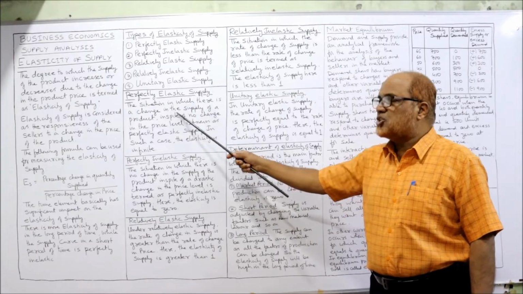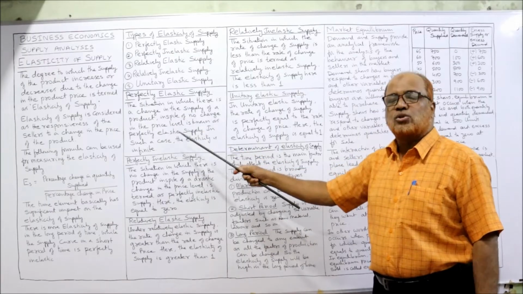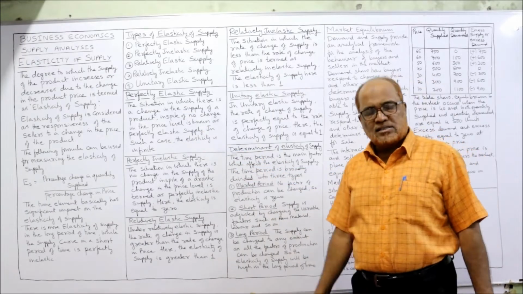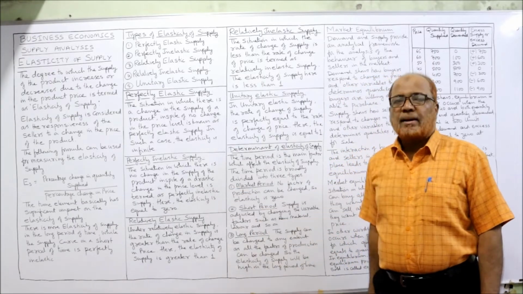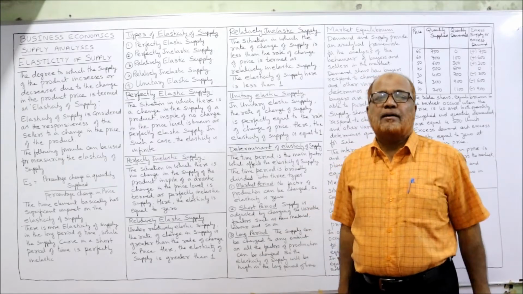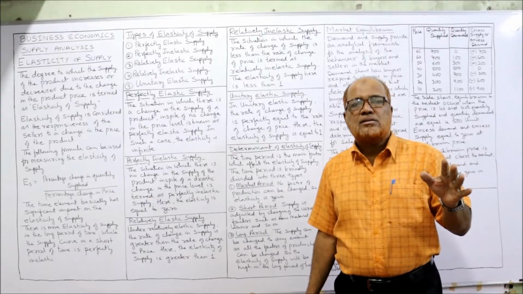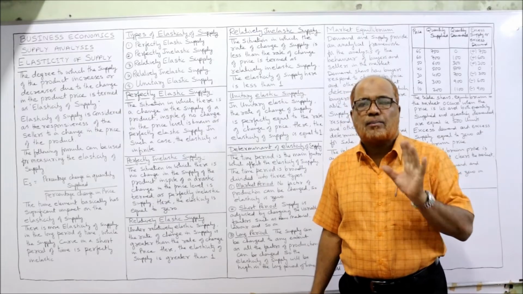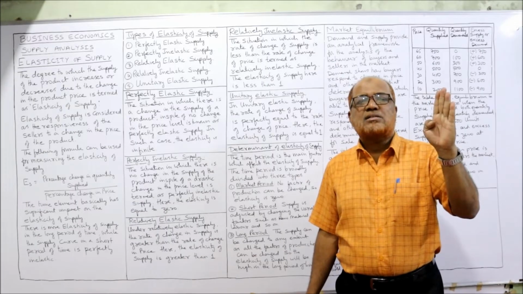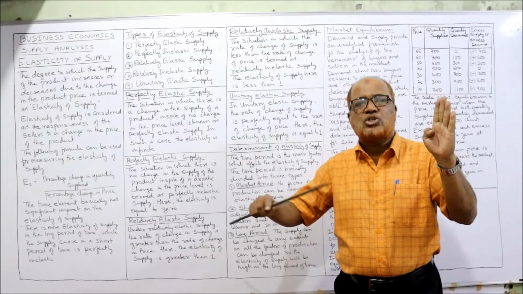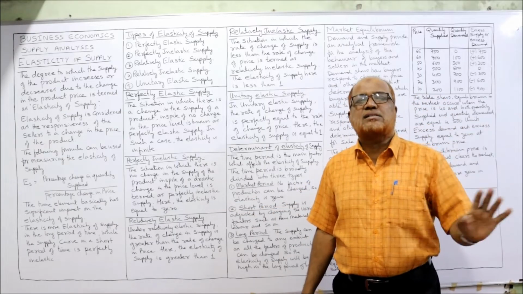The situation in which there is a change in the supply of a product in spite of no change in the price level is known as perfectly elastic. In such a case, the elasticity value will be infinity. Next, perfectly inelastic supply. Here, whatever be the change in price, no change in the supply. The supply will remain constant, fixed, whatever be the changes in the price level. That is called perfectly inelastic supply.